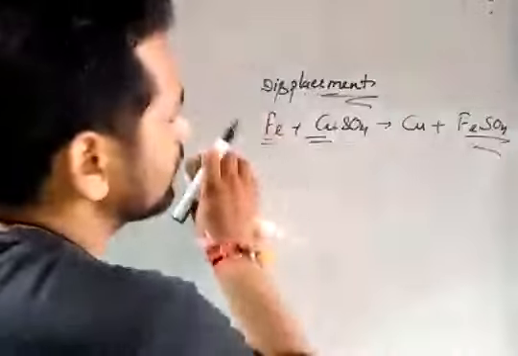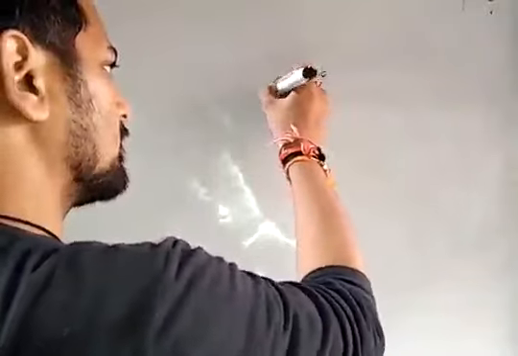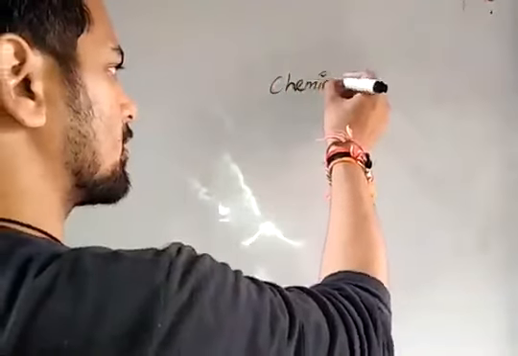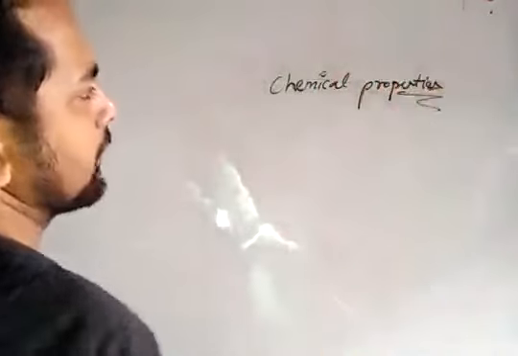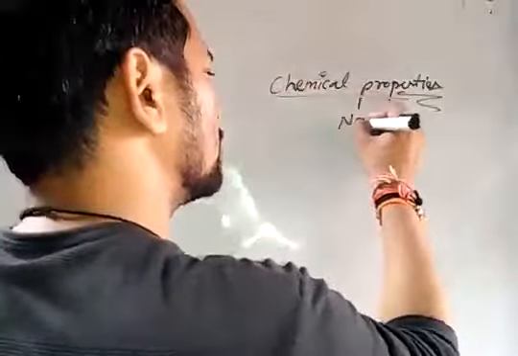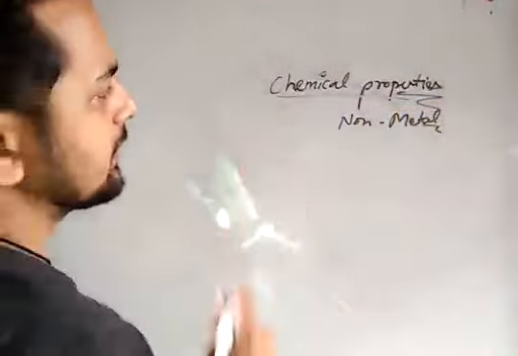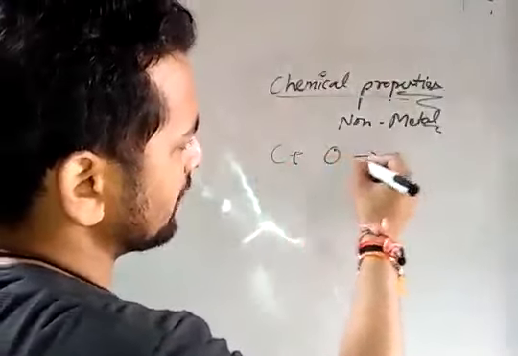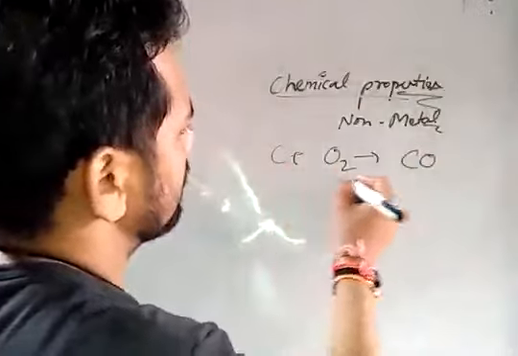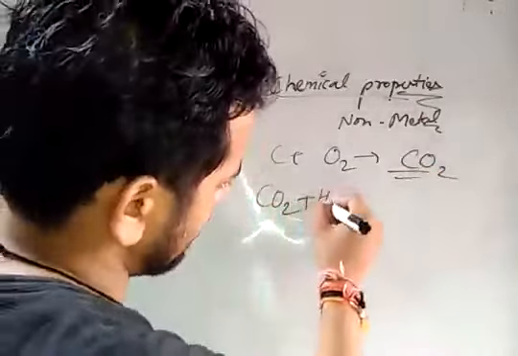Chemical property of non-metal. When the non-metal reacts with the oxygen, they also form oxide. For example, carbon reacts with the oxygen forming an oxide, and their oxide reacts with the water forming the acid.